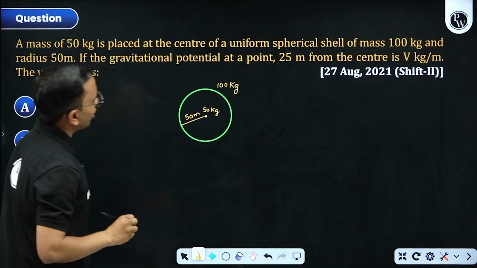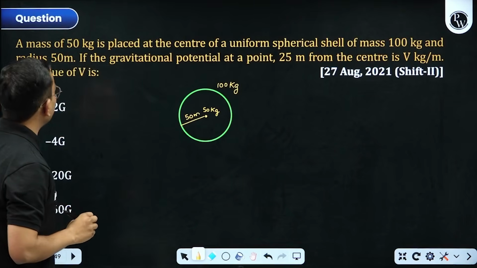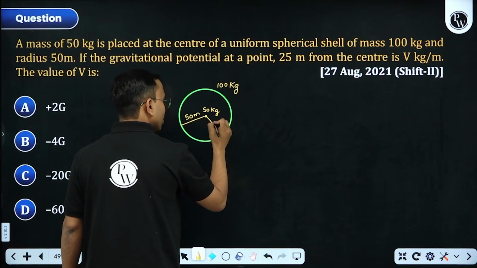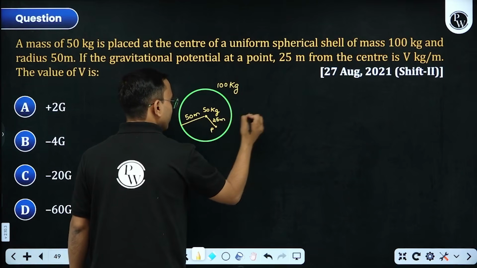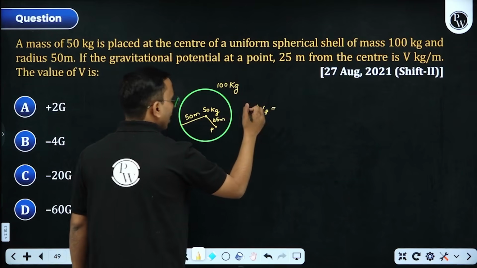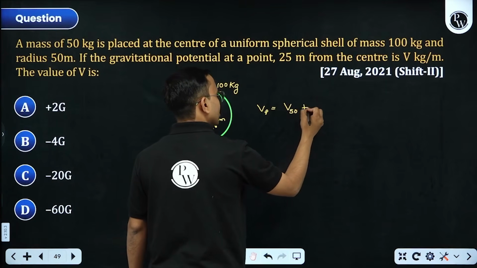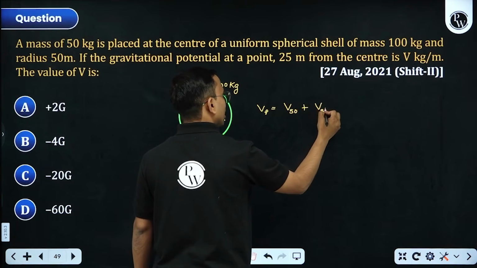The gravitational potential at a point 25 meter from the center is, so we are having a point P here and this is 25 meter. What is Vp? So when I write potential, I'll write potential due to this 50 kg mass plus my potential due to this shell, both.